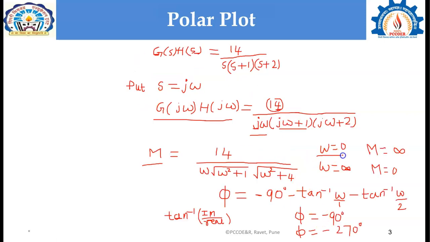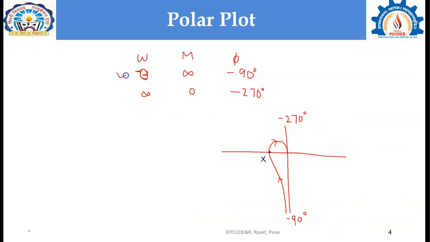So here for omega is equal to 0, if you put omega is equal to 0, it clearly indicates that in the magnitude equation 14 divided by 0 is infinity, therefore we'll get magnitude as infinity and angle will be minus 90 degree minus tan inverse of 0, again here 0. So as we know tan inverse of 0 is 0, so the phase angle that we get is minus 90 degree. So therefore at omega is equal to 0, we'll get magnitude as infinity and angle as minus 90 degree.